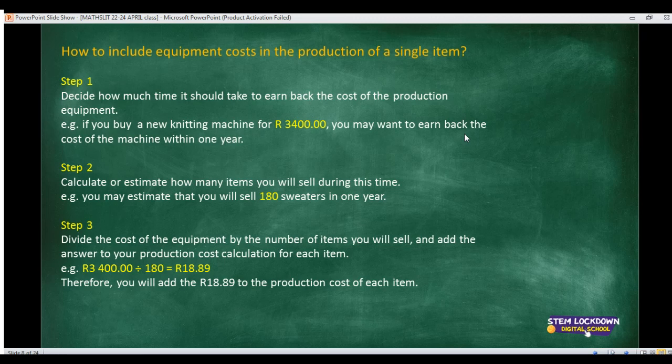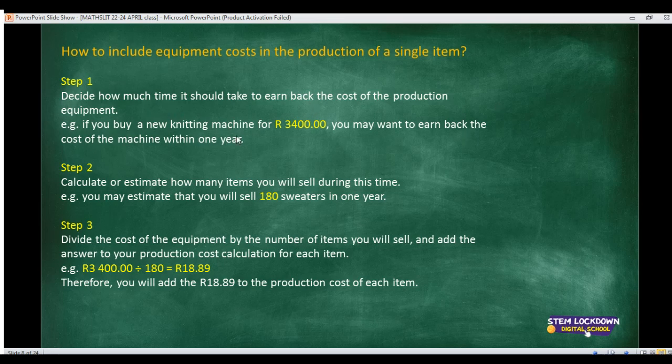Step 1, you need to decide how much time it should take to earn back the cost of the production equipment. So here we're working on equipment. For example, now you buy a new knitting machine for 3,400 rands, and you may want to earn back the cost of the machine within 1 year. So to work out how to include or incorporate the equipment costs in the production costs, this is how you do it. The equipment cost is not as typical as the cheese and the sandwiches that you'd buy, right? This is equipment you have already in your house, but you need it for the production of the product. That is why we are covering this part.